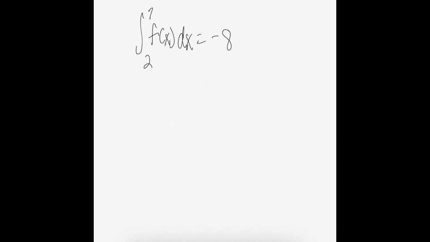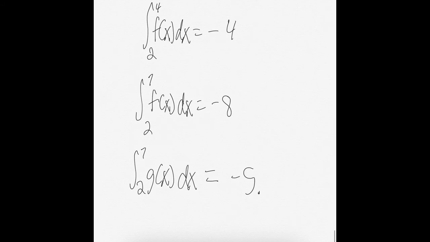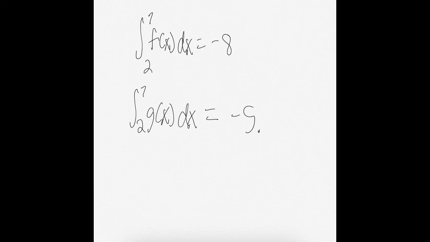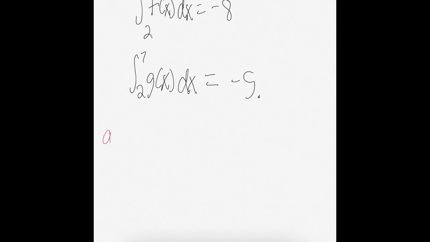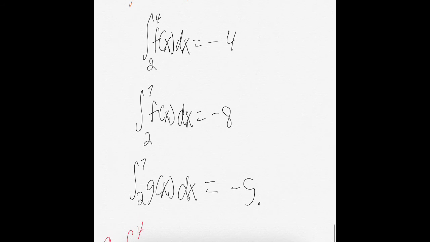The integral from 2 to 4 of f of x dx equals -4. The integral from 2 to 7 f of x dx equals -8. And the integral from 2 to 7 of g of x dx equals -5. Okay, so these are going to be the three pieces of information which we're going to be coming back to throughout this problem. So let's go ahead and start out with the computations.